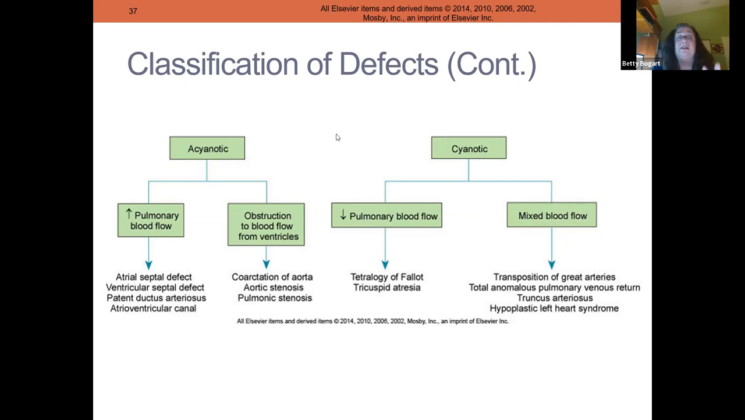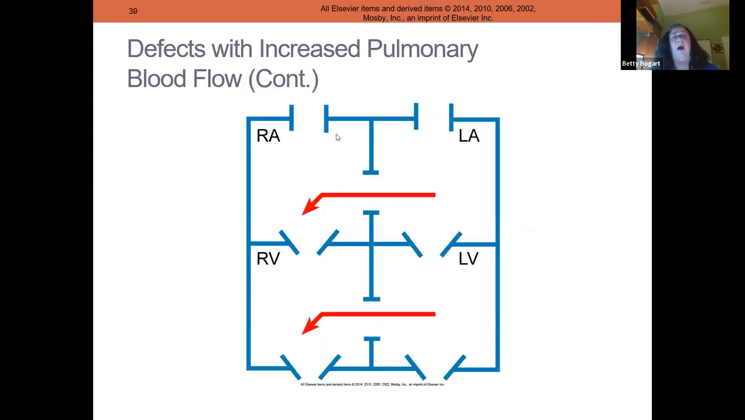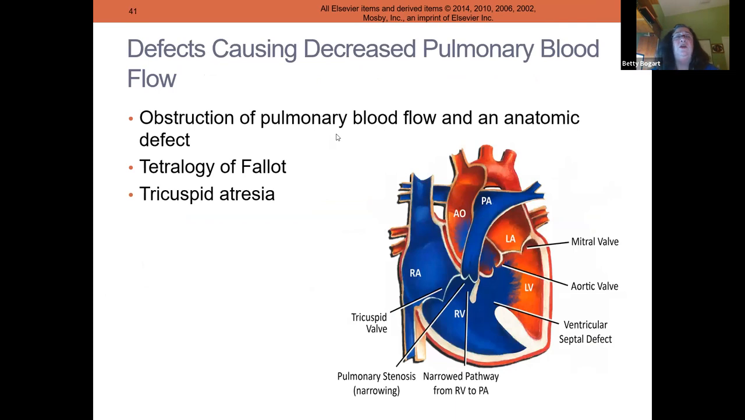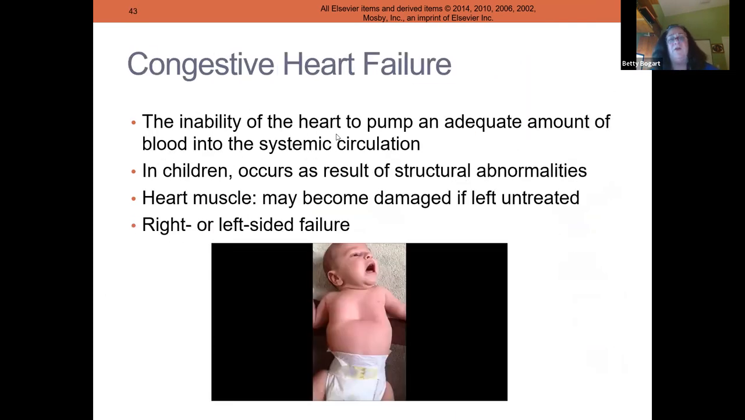This child is started on prostaglandins. And it gives us sometimes a week, 10 days to do surgery because they're getting oxygen. So this is a lot. This is something you got to look at and think about, okay? There's a couple slides here that I left for you that show blood flows for you to look at.